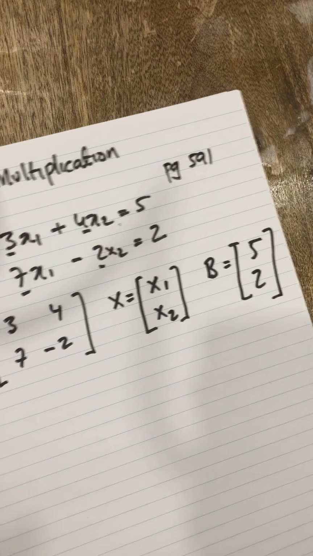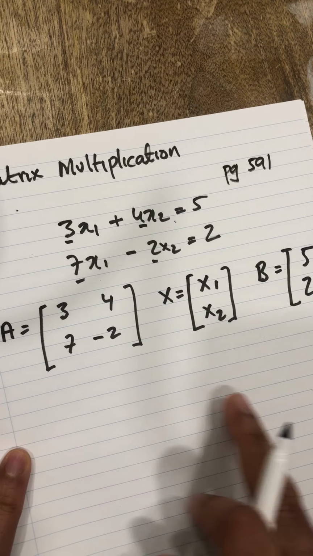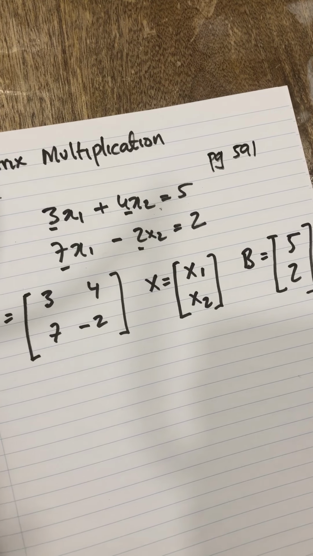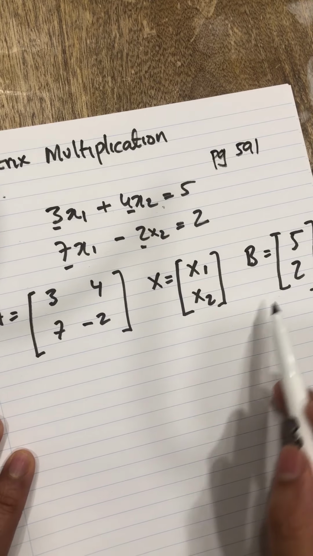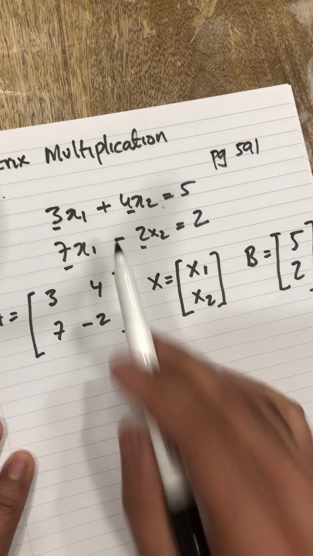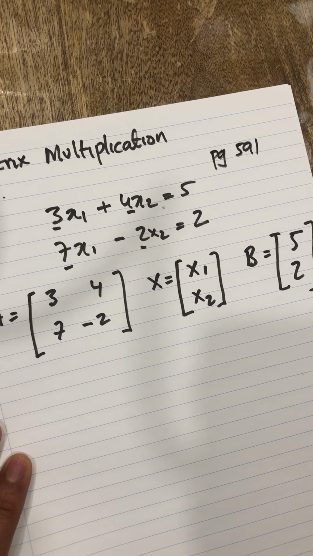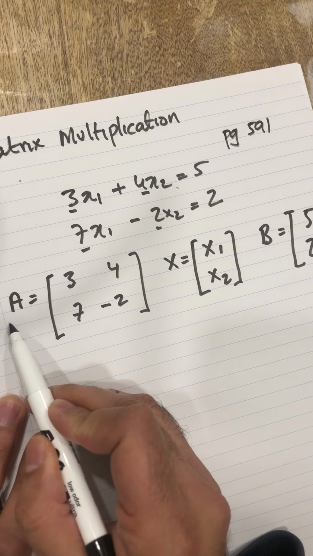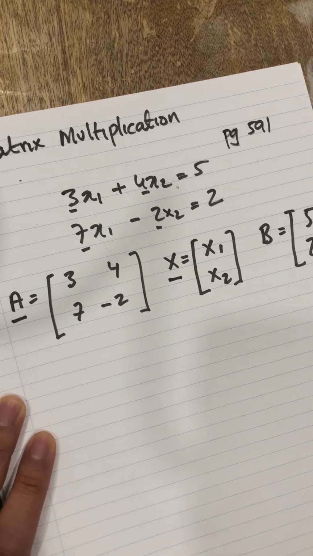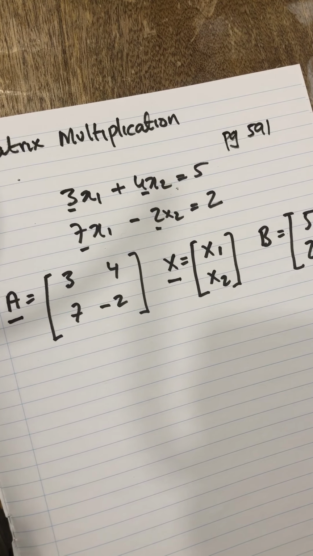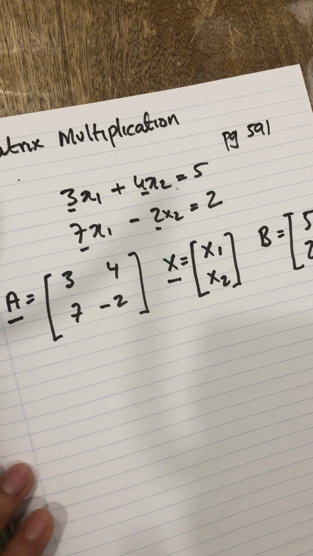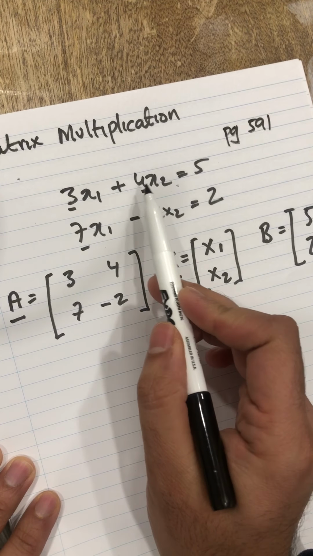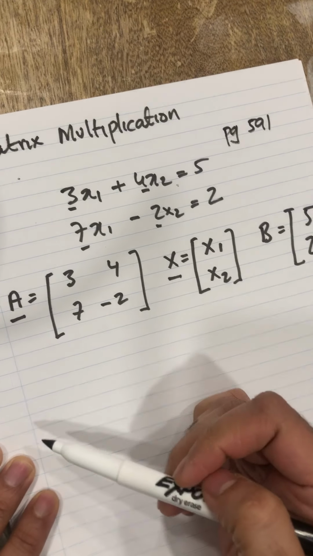Okay, now when you've taken this data and created these three matrices, how do you go back from these three matrices to the equations? The way you do this is matrix multiplication. If you multiply matrix A into matrix X using the rules we learned in the last video, I'm going to show you that you will get back these two equations.